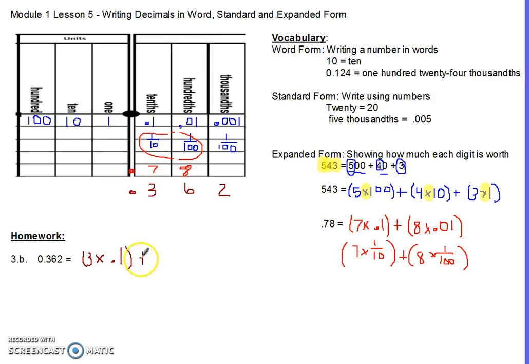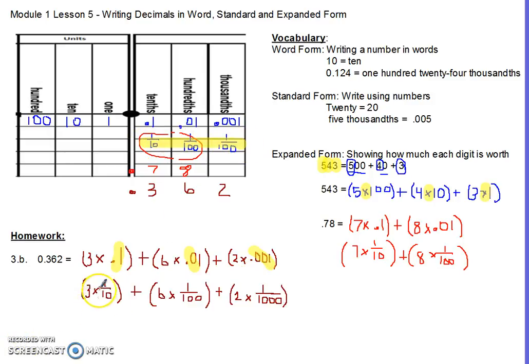Then I'd move to my next number in the hundredths column, and I'd ask myself, how many copies of hundredths do I have? And I have 6 copies of hundredths, which would be 6 times 0.01. And my last column, I would ask myself, how many copies of thousandths do I have? And I have 2 copies of thousandths, which would be 2 times 0.001. Now to write in fractions, I still have my same number of copies. I'm just replacing my decimals with my fractions up here, so it would look something like this. 3 times 1/10 plus 6 times 1/100 plus 2 times 1/1,000.